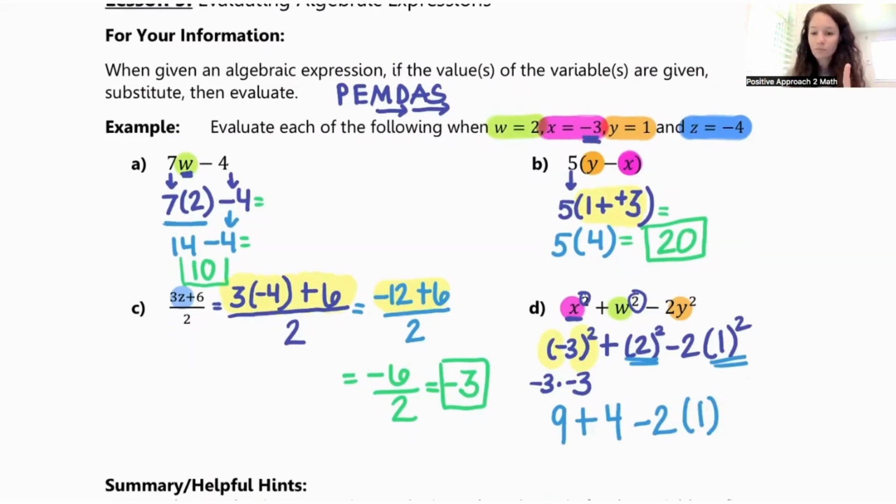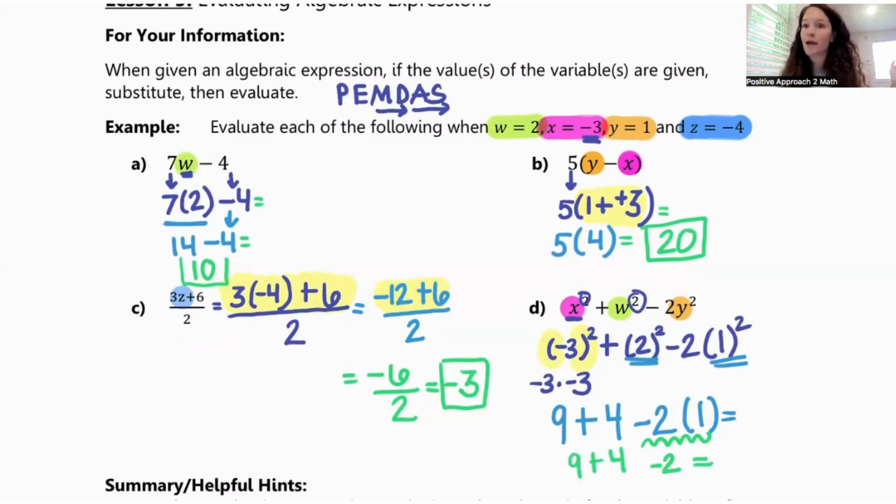Now, looking here, do not start by doing 9 plus 4 and then subtract 2. You have to wipe out any multiplication or division. So do you see any multiplication or division? The answer is yes. -2 times 1 is -2. And I'll bring everything else down. I forgot to draw my arrows.